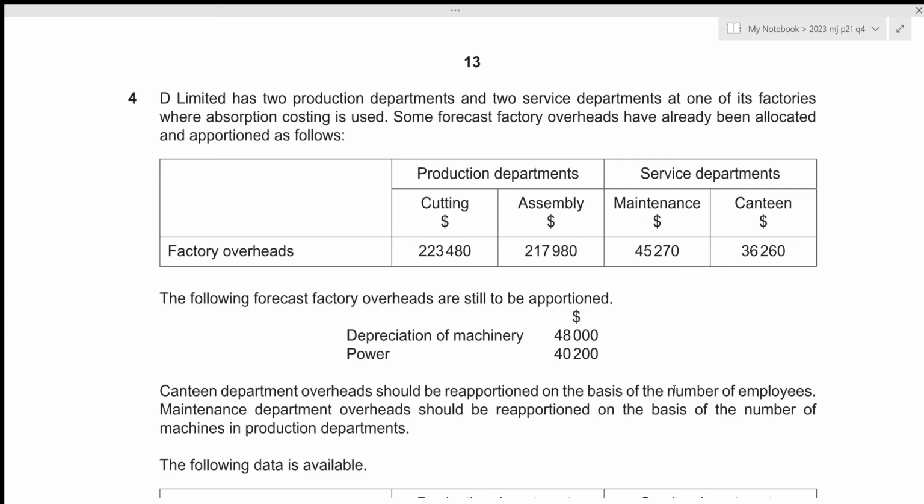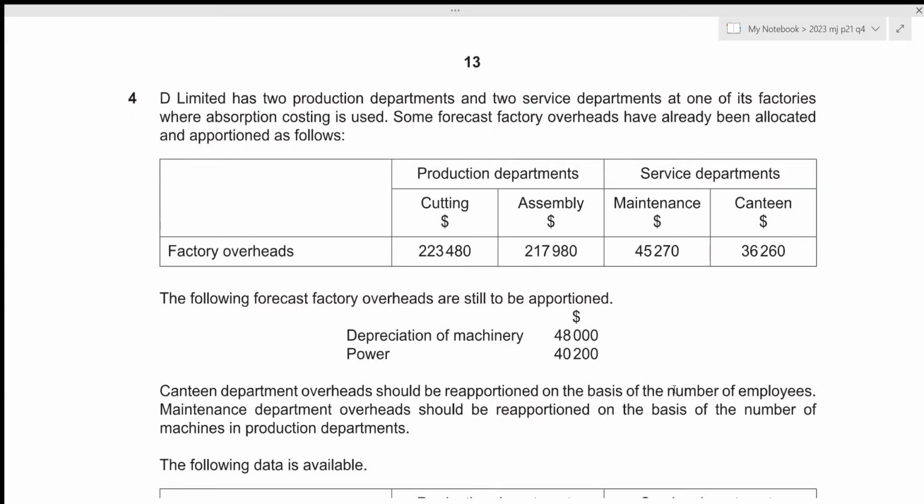Hi everyone, in this video we'll be going over A-Level Accounting 2023 May-June Paper 2-1 question number 4. Paper 2 consists of 4 questions, 2 of them will be of 30 marks and 2 of them will be of 15 marks, and the total time limit for this paper will be 1 hour and 45 minutes.